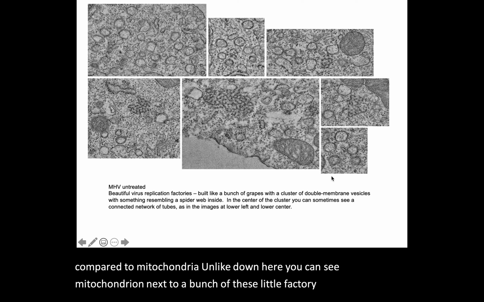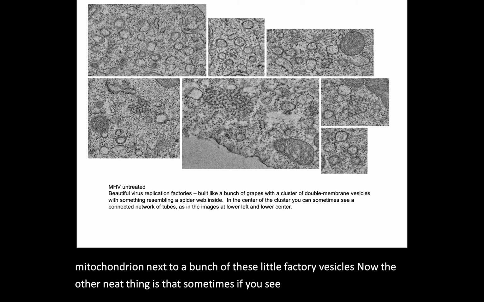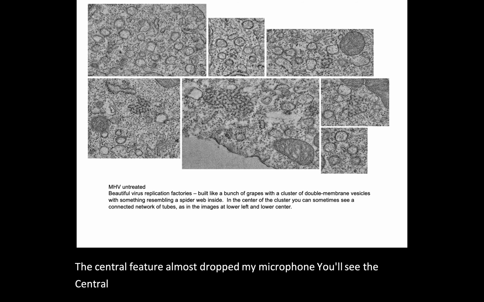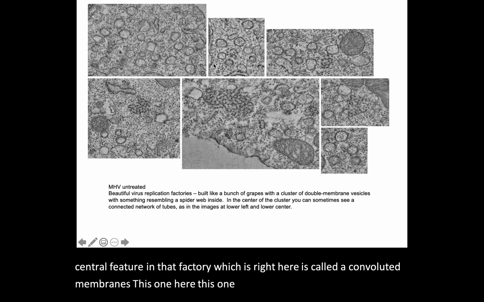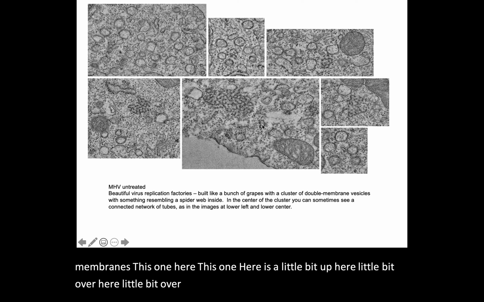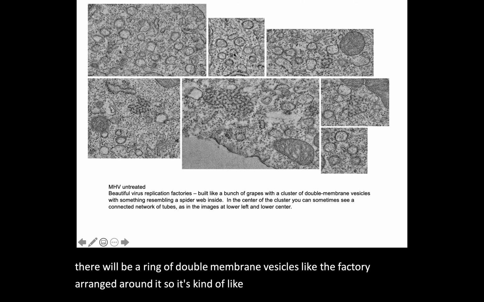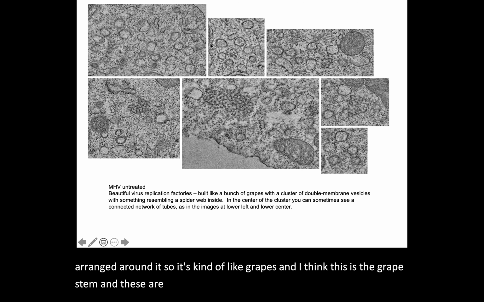Now the other neat thing is that sometimes if you see the factory, you will see the central feature. Oh, I almost dropped my microphone. You'll see the central feature in that factory, which is right here. It's called a convoluted membrane. So there's one here, there's one here, there's a little bit up here, a little bit over here, a little bit over there. And generally, if you can find one of those, there will be a ring of double membrane vesicles, like the factory, arranged around it. So it's kind of like grapes. I think of this as the grape stem, and these are the little grapefruits on the outside.